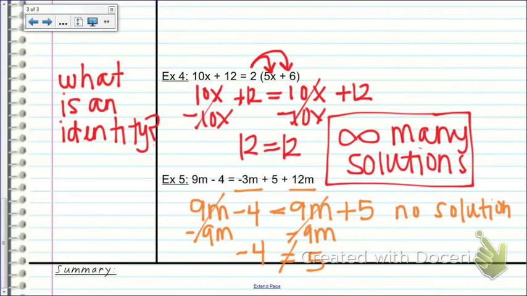So if it's not a true statement, we would say no solution. The symbol for no solution is a 0 with a slash through it. So you could give me it in words, no solution, or the 0 with the slash through it. That means that no matter what I plug in for m, it's never going to be a true statement. So there is no way that these two lines, when we graph them in the next unit, will ever intersect. There's no answer here. So that's a no solution.